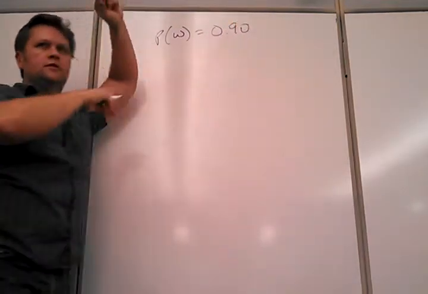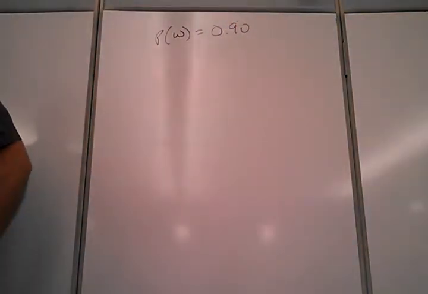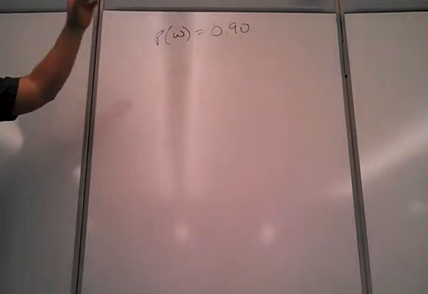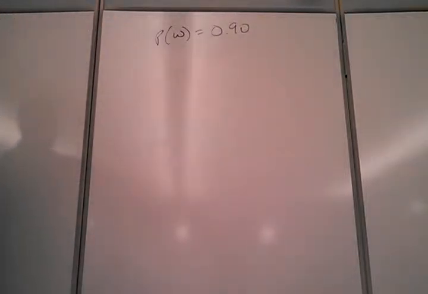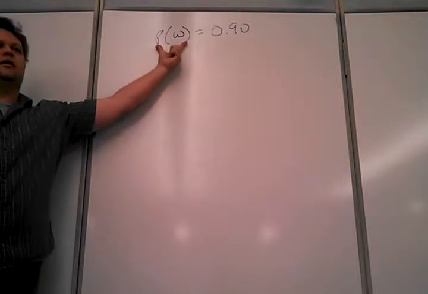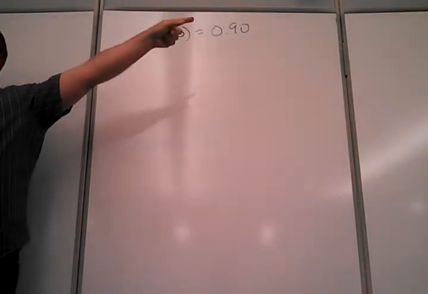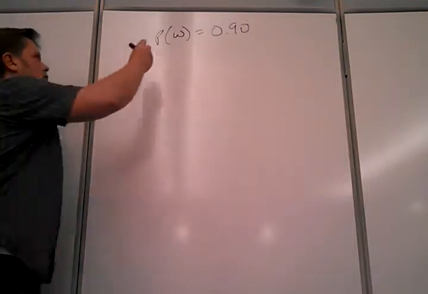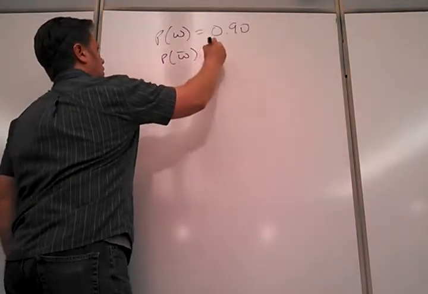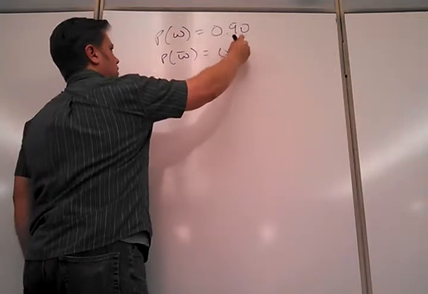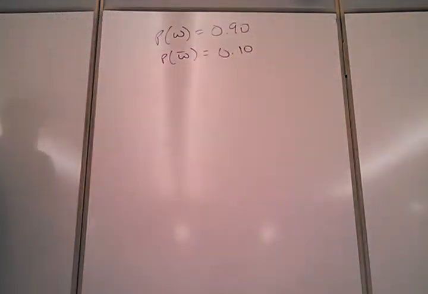So now notice, this is a huge suggestion. When you're doing probability problems, you want to take the numbers they're telling you and assign them symbols. The probability it works is 0.90. So the probability it doesn't work is 0.1. Okay. Good. So I get two alarm clocks.